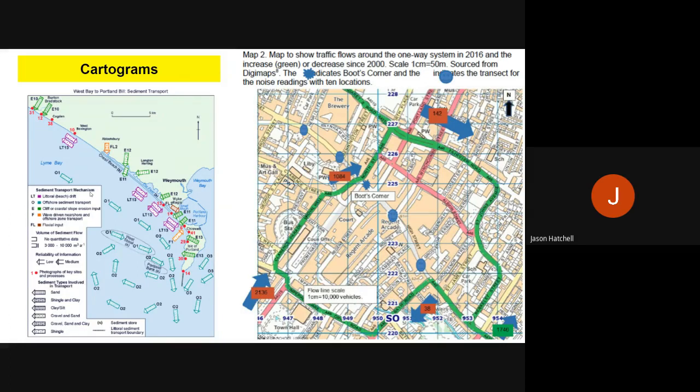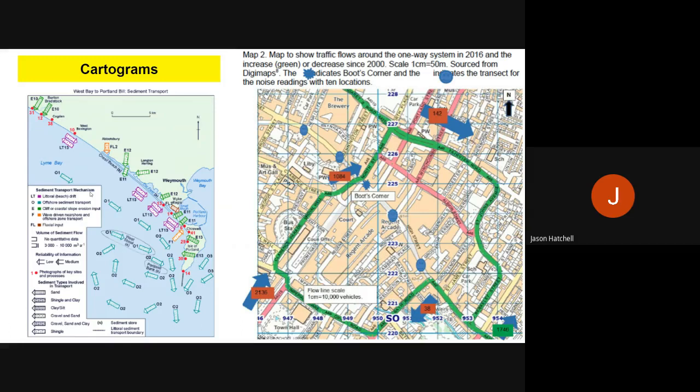So you can see that the different arrows represent the different reliability and also the different volume of sediment moving along this coastline. This is quite a complex presentation method, but it is very well executed there, as you can see, and it's showing you the flow of those different types of sediment as well.